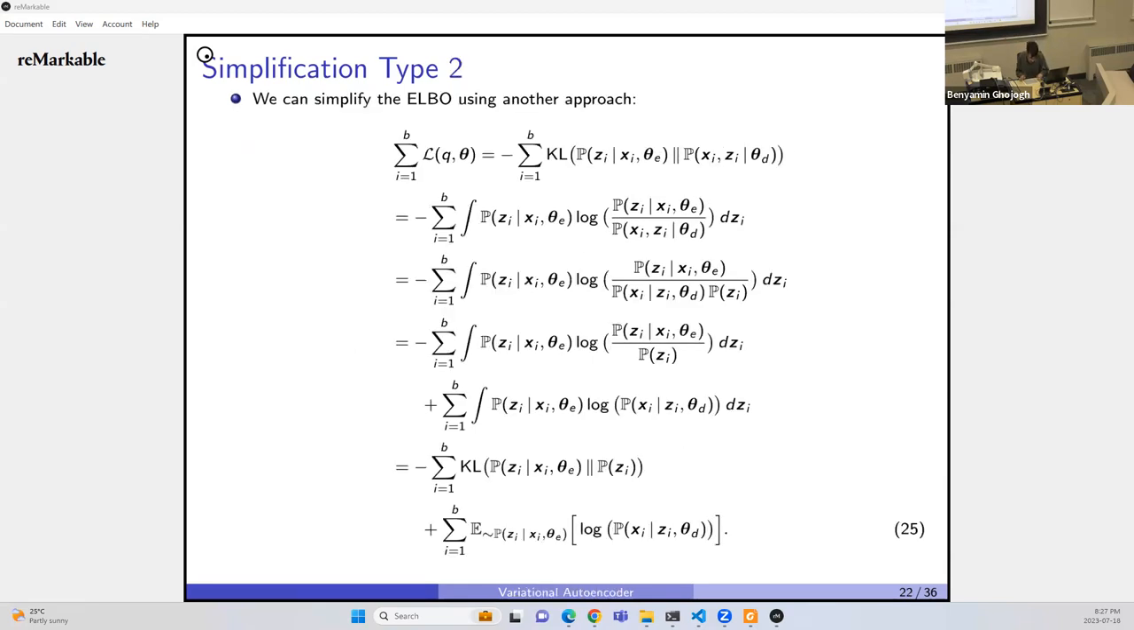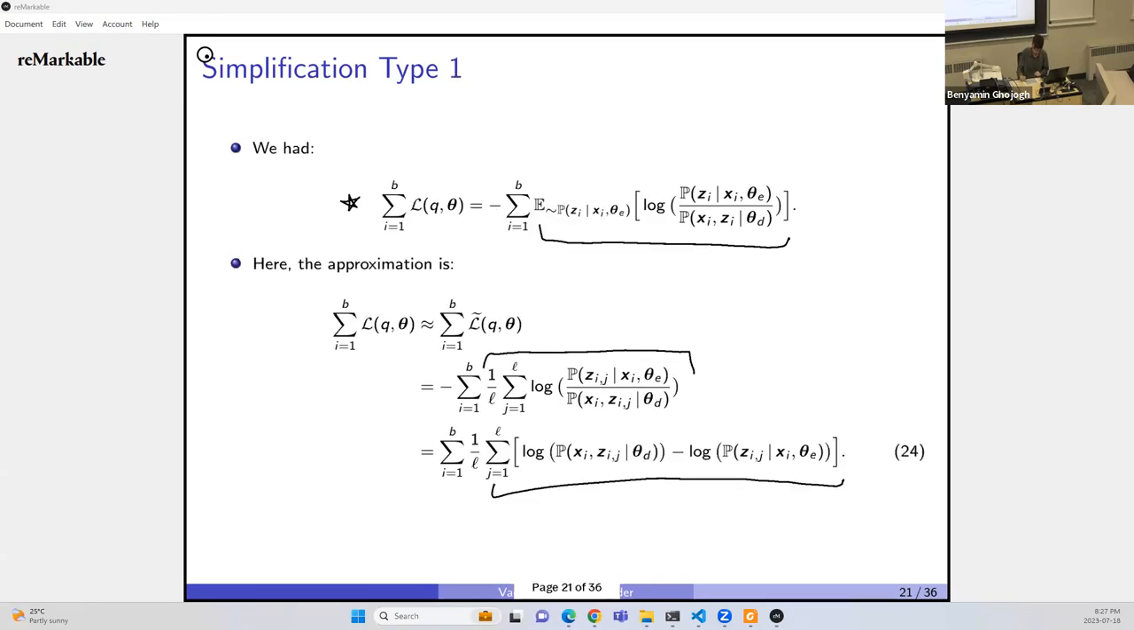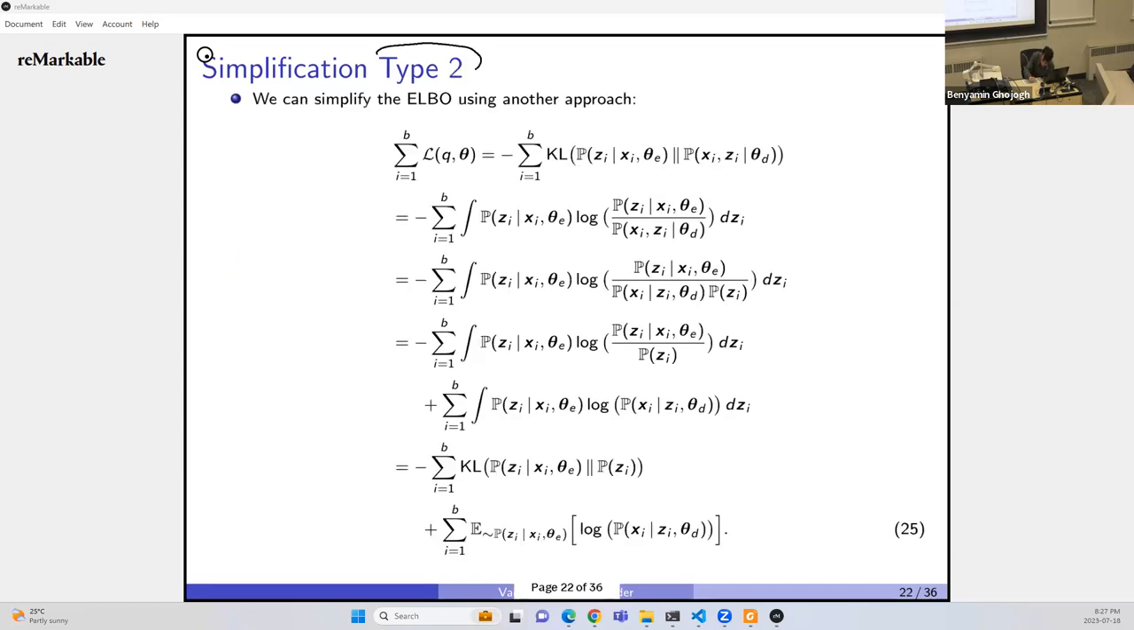So this is the first simplification done. Sometimes this is used in the literature. Simplification type one. Another simplification is simplification type two. How? So this is exactly the summation of L, which is what we had several slides ago, minus the summation of this KL divergence.